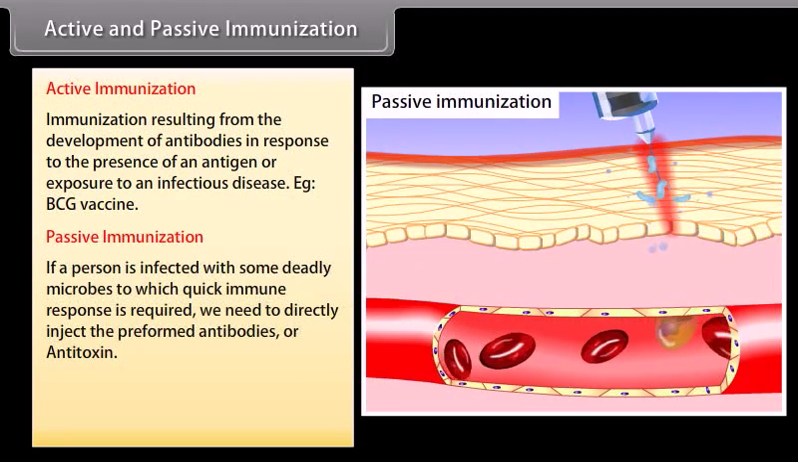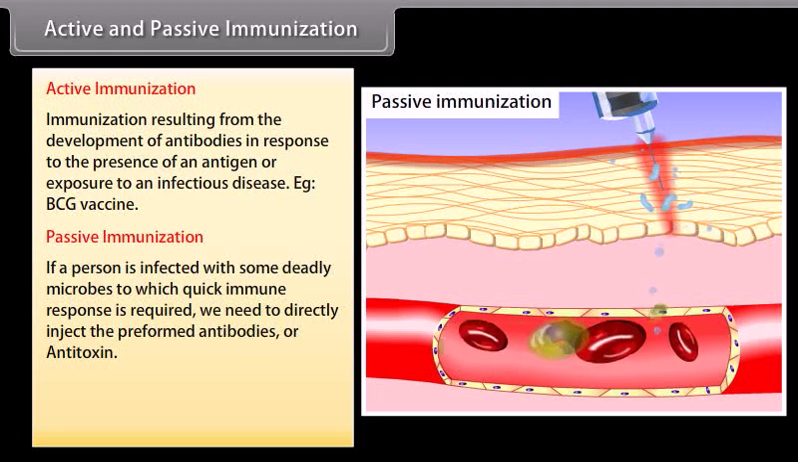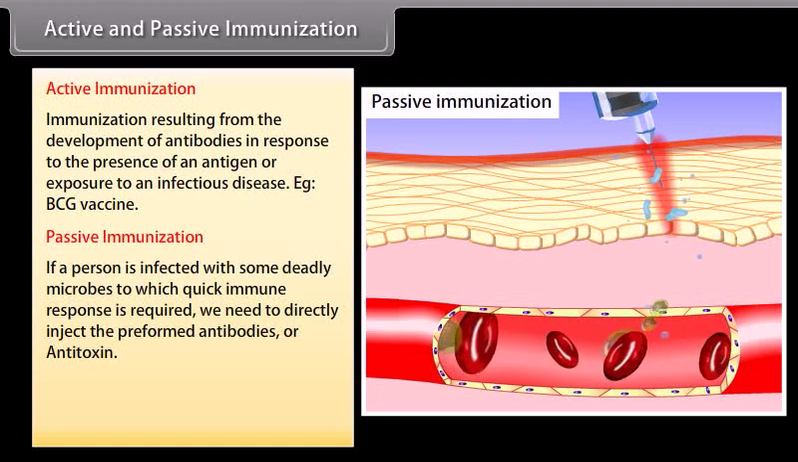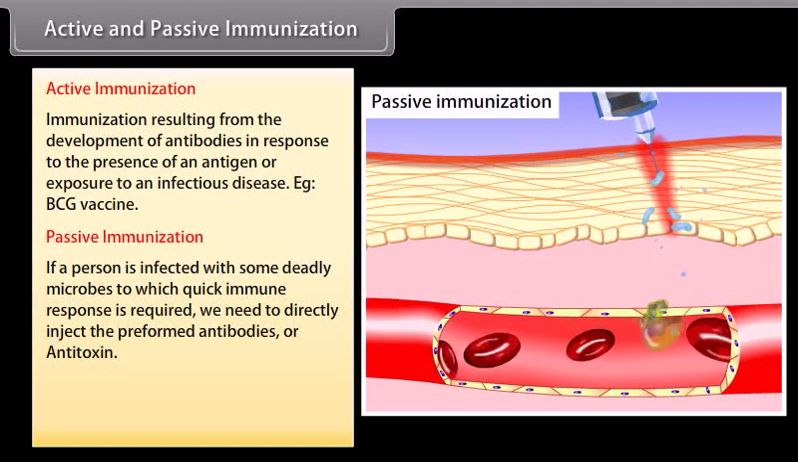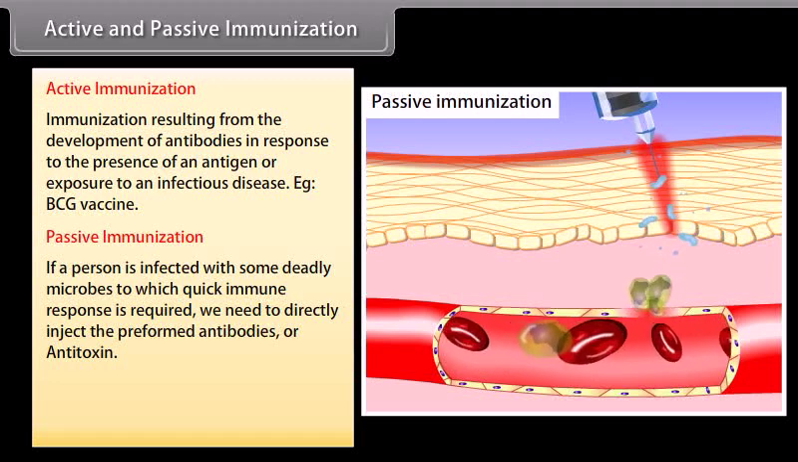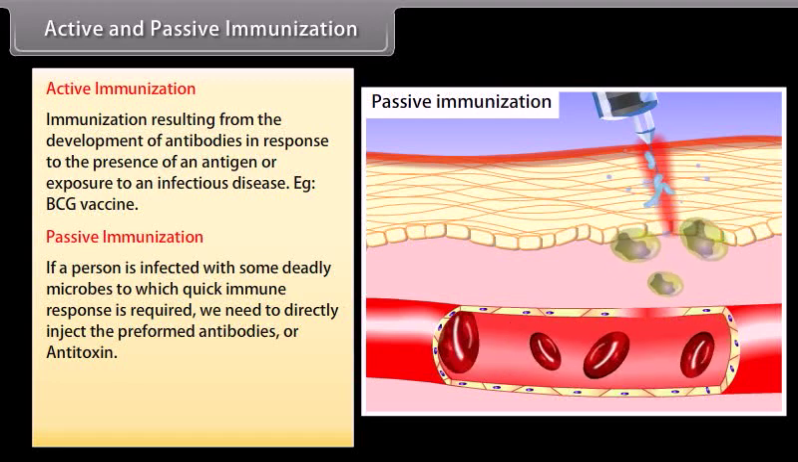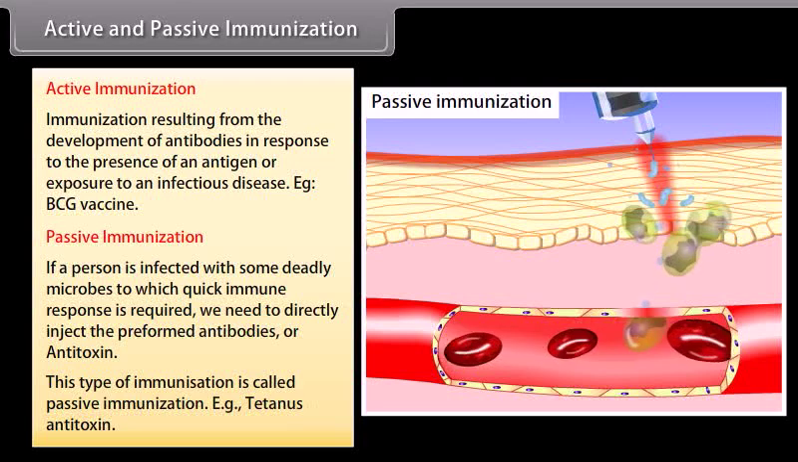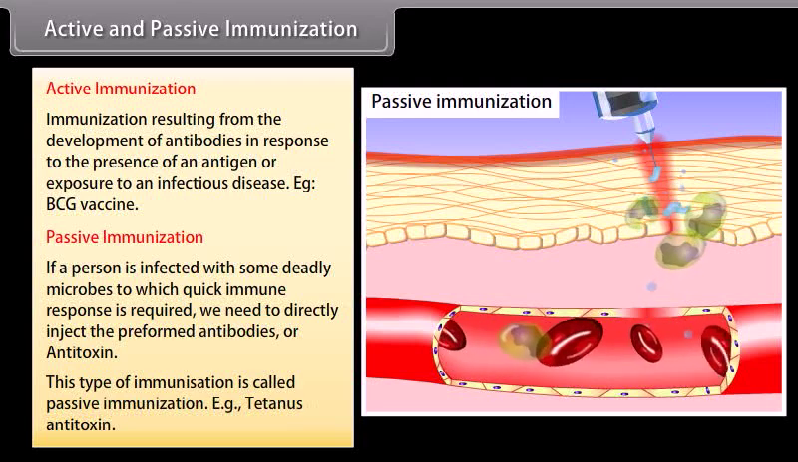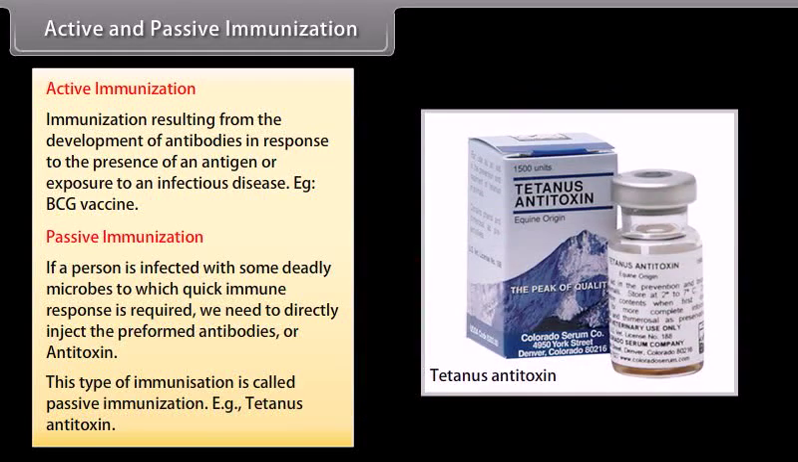Passive immunization. If a person is infected with some deadly microbes to which a quick immune response is required, we need to directly inject the preformed antibodies or antitoxin. This type of immunization is called passive immunization. Example, tetanus antitoxin.